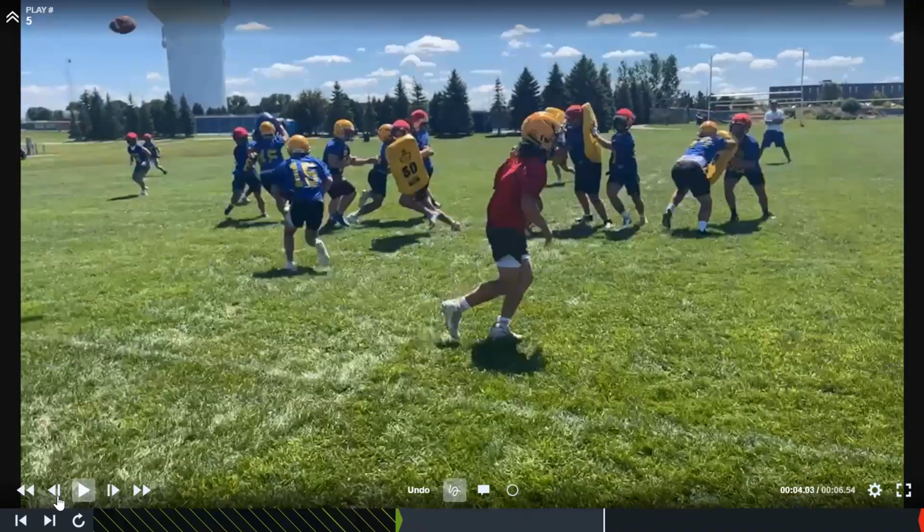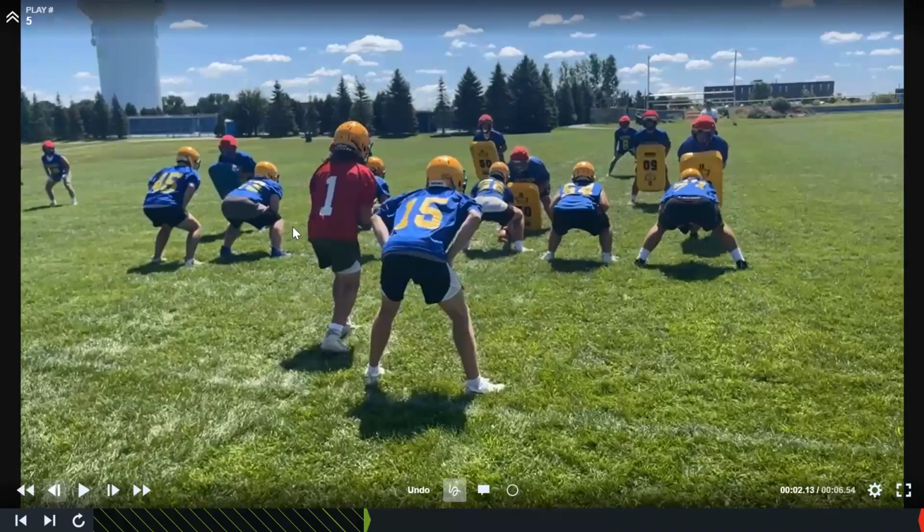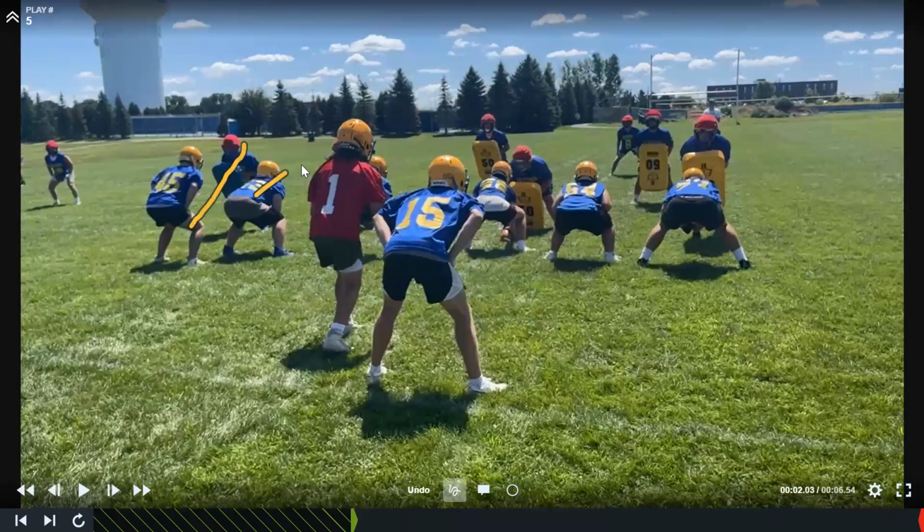Okay, this is sweep here. Okay, so we should have a drive block. We should have a chip block. We should have a base double work into this linebacker. We should have a sift block attacking that play side number, having our eyes in our gap.